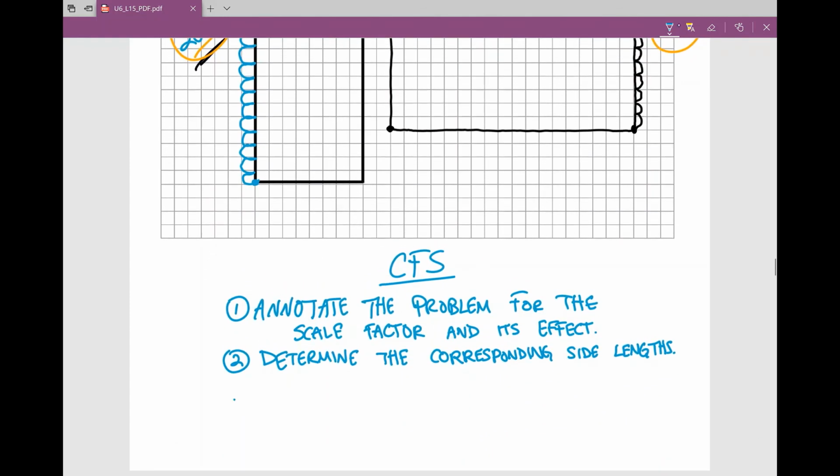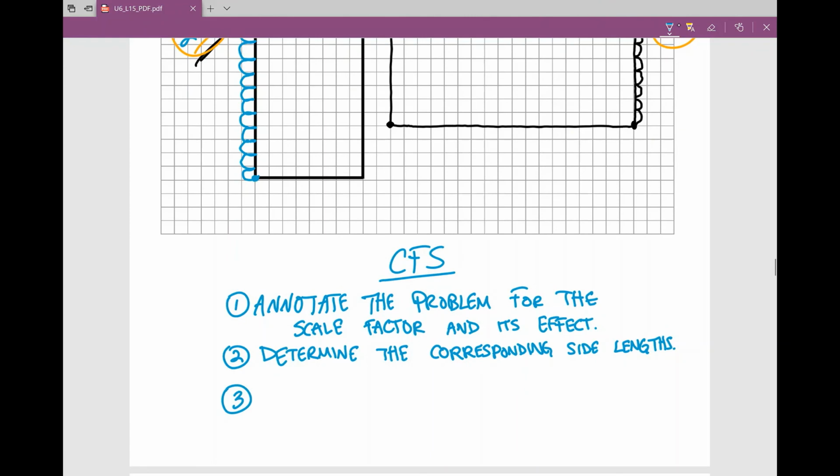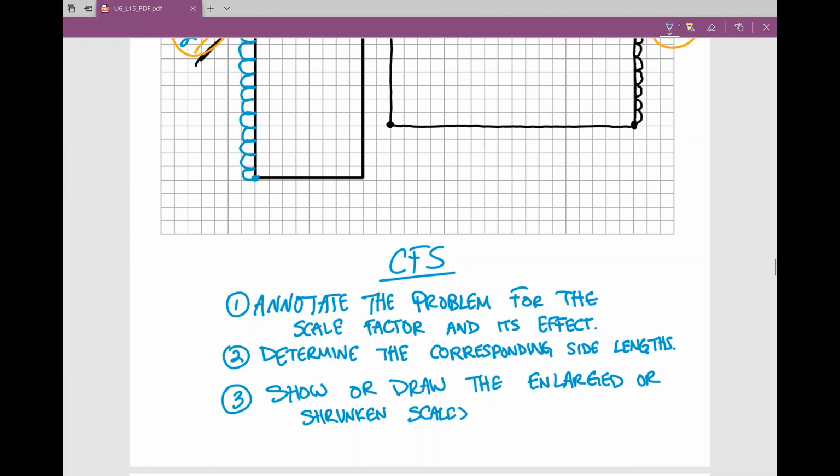And number three, we show or draw the enlarged or shrunken scaled figure. And that's the criteria so that you do it successfully every single time.